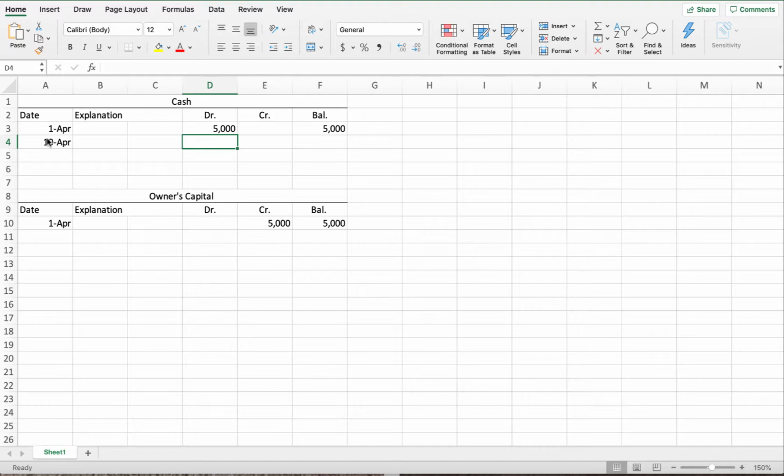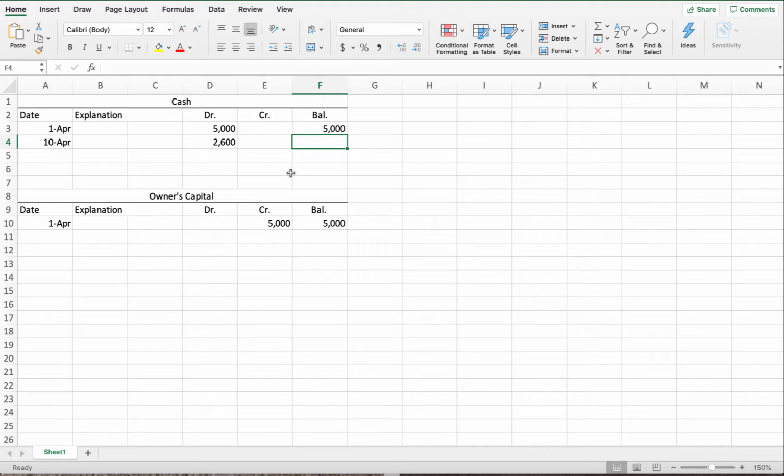Cash is an asset. How do I increase an asset? With a debit. So I'm going to debit cash $2,600. Now check this out. I need to put my balance in, right? I originally had $5,000. I added $2,600 to cash. So that should be $7,600 if my math's correct, right? But instead of just typing $7,600 in, check this out.